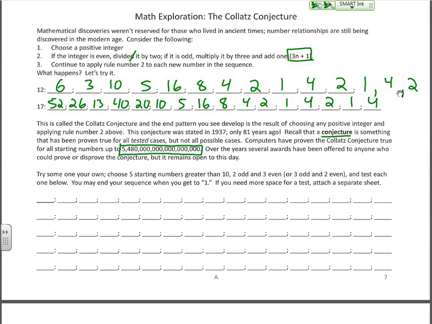So your job is to try some on your own. You're choosing 5 starting numbers. Those numbers must be greater than 10, and you need a combination of either 2 odd and 3 even, or 3 odd and 2 even. So you can't just pick all even numbers and get there quickly. And you can't choose 12 and 17, obviously, because we already did those. That is your math exploration.